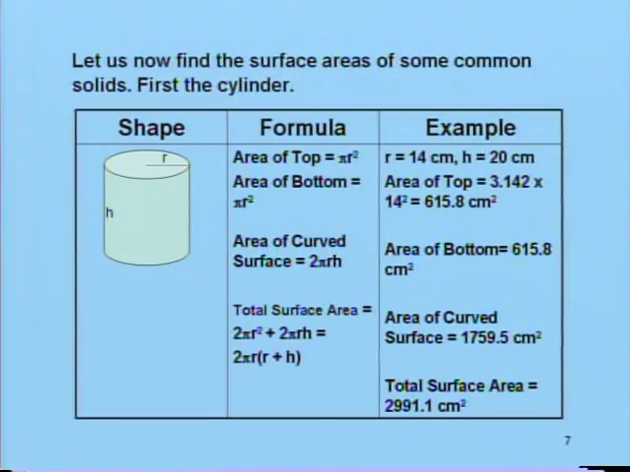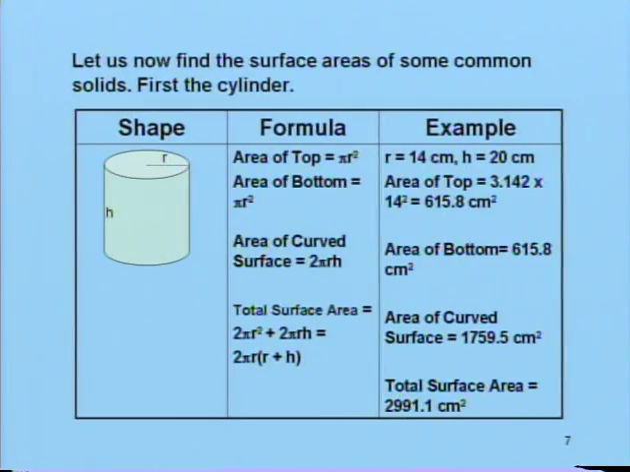Let's get the area for the top. The formula for finding the area of the top is pi r squared. The area of the top is equal to the area of the bottom. So the area of the bottom is also equal to pi r squared. The area of the curved surface is equal to 2 pi r h. That's the formula for finding the area of the curved surface only.